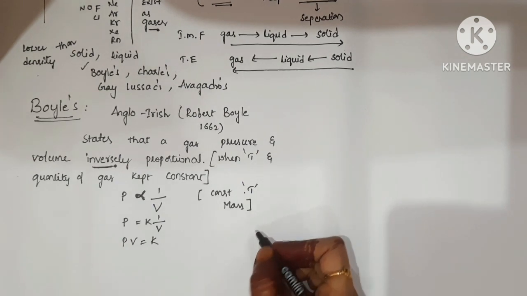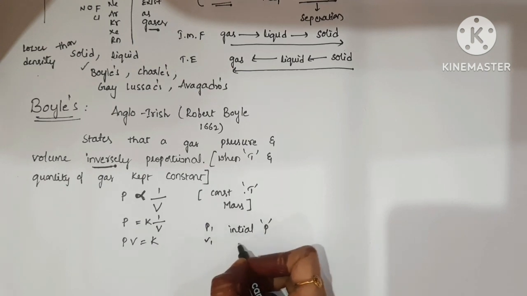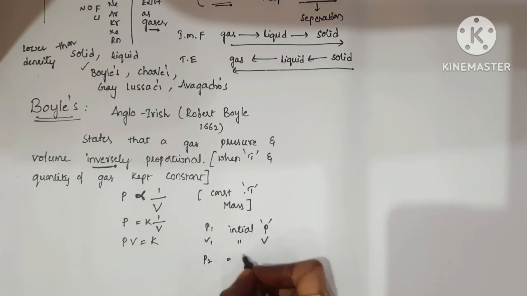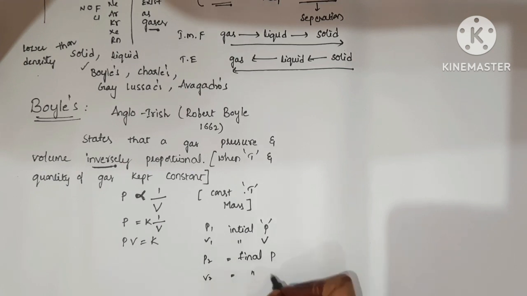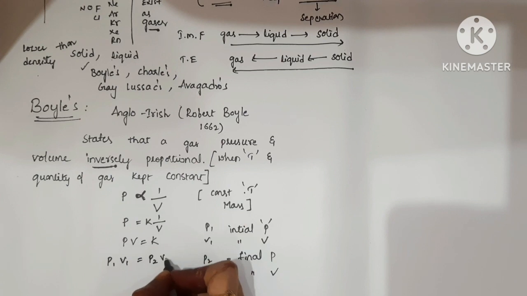So P1 is the initial pressure and V1 is the initial volume, and P2 is the final pressure and V2 is the final volume. In that case the equation will be P1 V1 is equal to P2 V2. P1 V1 is equal to K and P2 V2 is also equal to K, where K is constant. So P1 V1 is equal to P2 V2.